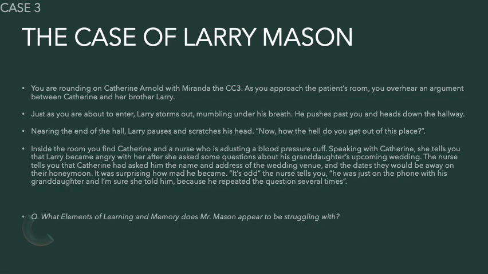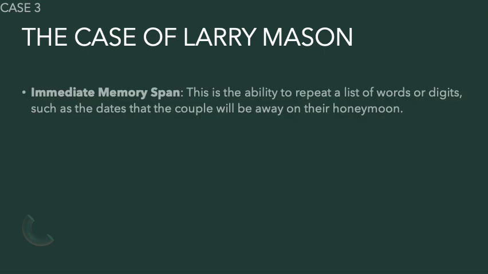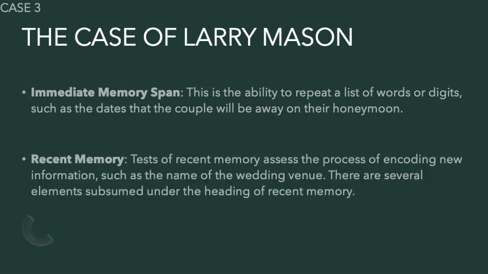What elements of learning and memory does Mr. Mason appear to be struggling with? Mr. Mason appears to be struggling with immediate memory span. This is the ability to repeat a list of words or digits, such as the dates the couple will be away on their honeymoon. He also appears to be having difficulties with recent memory. Tests of recent memory assess the process of encoding new information, such as the name of the wedding venue.